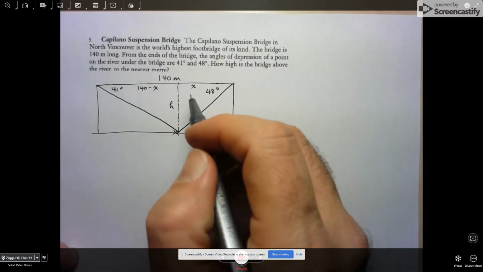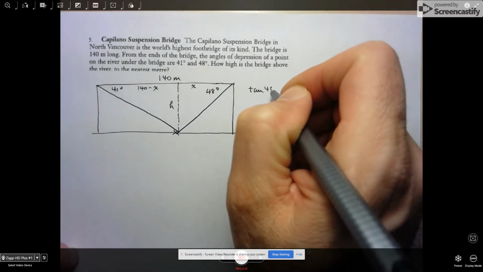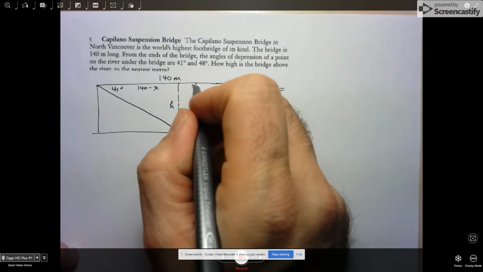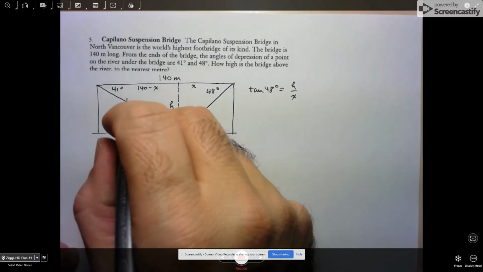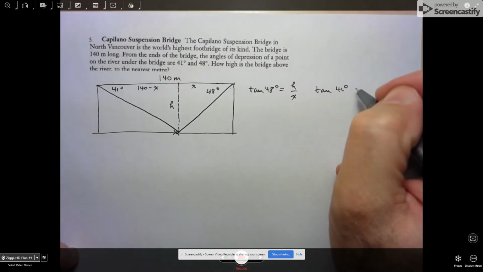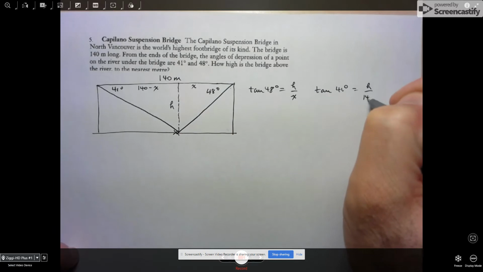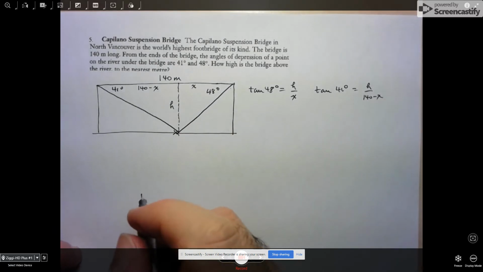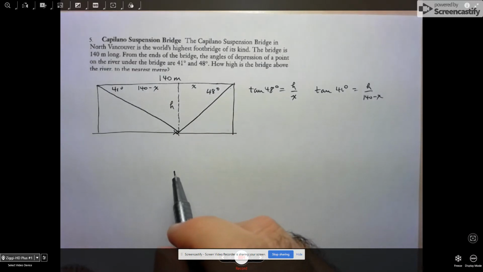All right, so let me start with the right-hand triangle, and let's write an equation for that. So again, I'm going to use tangent, so I have no interest in the hypotenuse, so I have that tan of 48 degrees is equal to opposite over adjacent, so h over x. And then from the other triangle, I can say that tan of 41 degrees is equal to h over 140 minus x. All right, and I have exactly what I thought I'd have, a system of two equations with two unknowns. And this is what we're going to solve.